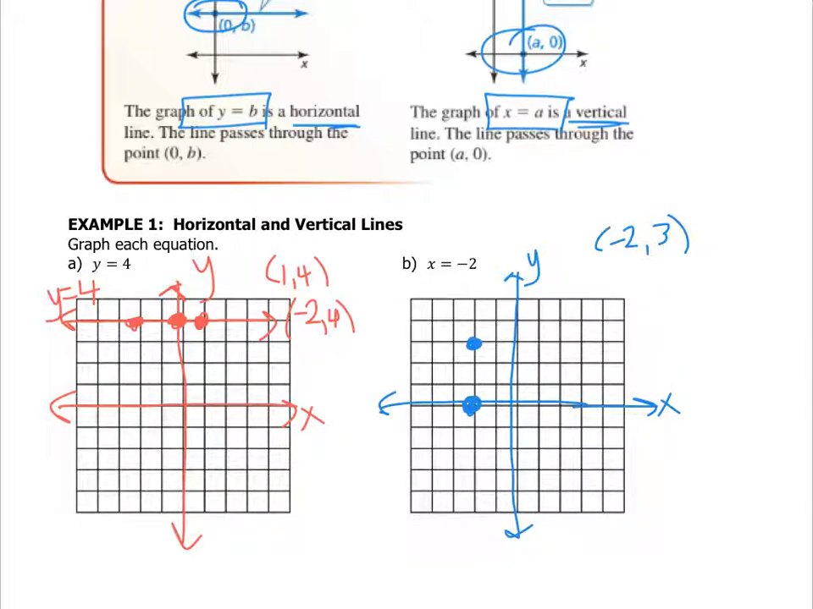Give me another point that has an x value of -2. The point I came up with was -2, -1. And you see what happens is it's a vertical line. Don't forget to write the equation near it somewhere. Going through the x value of -2, right here.